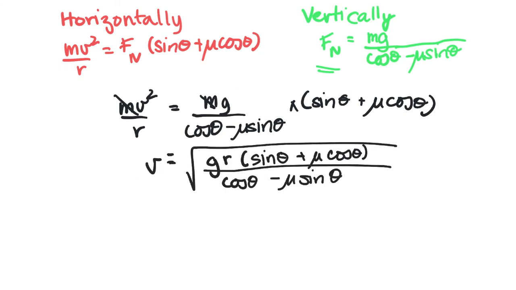So if I put in the values of 9.81 for g, 25 meters for my radius, 5 degrees for the banking curve, and the friction of the pavement as being 0.7, I should get then all of these values: 14.3 meters per second or 52 kilometers per hour.